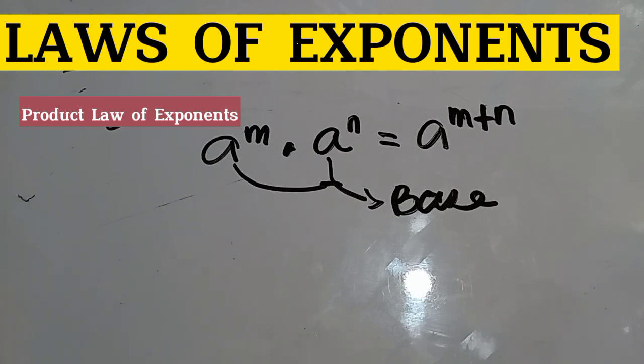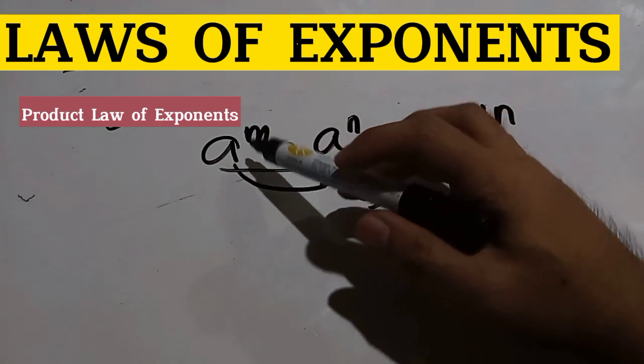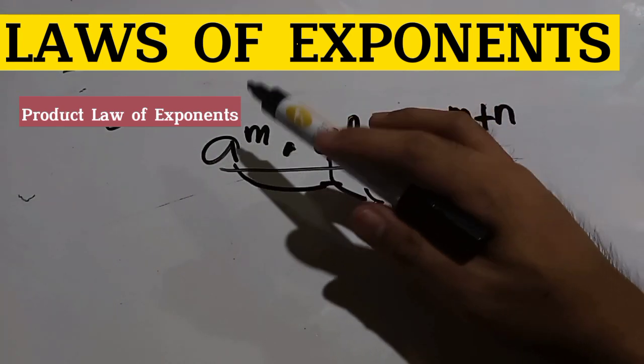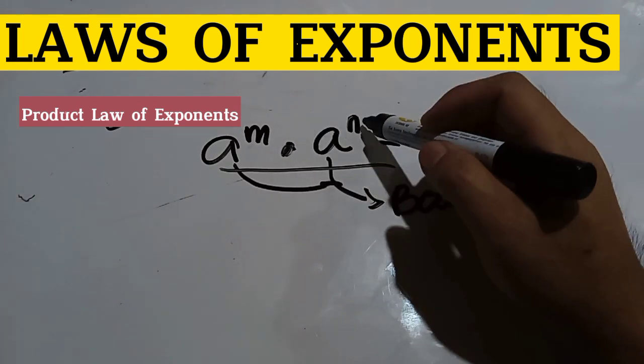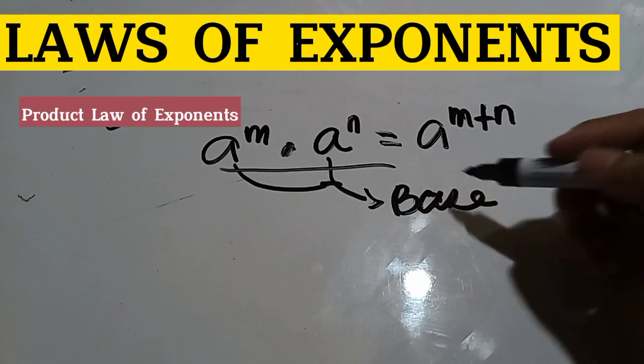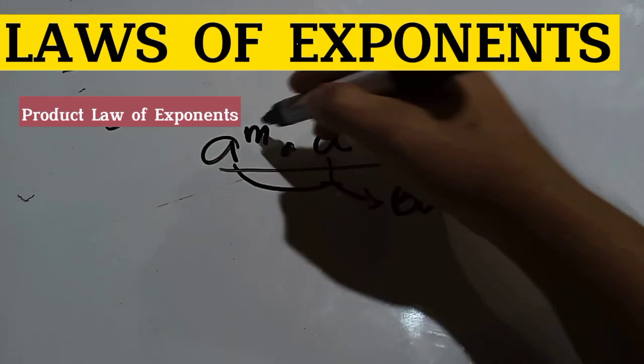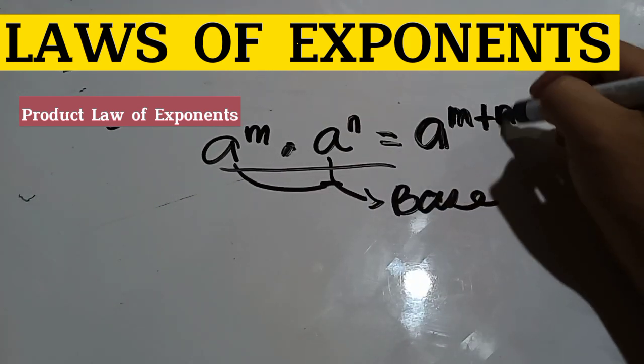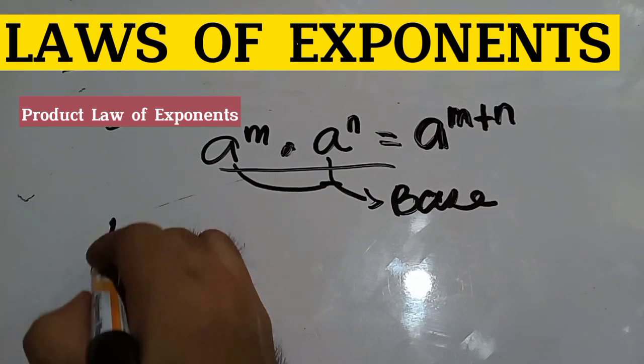So for example, this is our formula. So a exponent of m times a exponent of n equal, if ever na same tayo ng base, ibig sabihin i-copy natin yung base at saka i-add natin yung exponent. So m plus n.